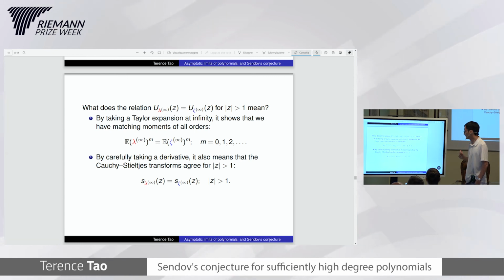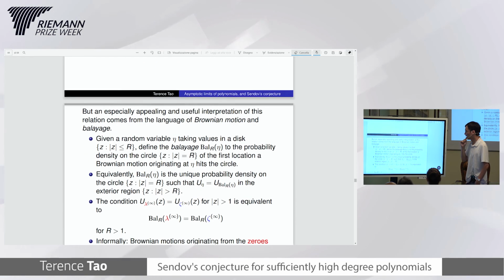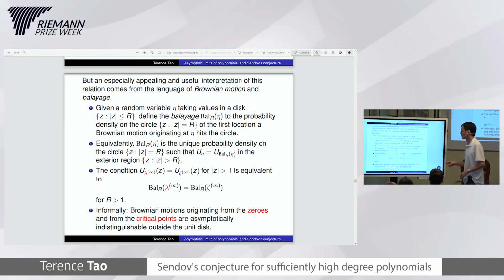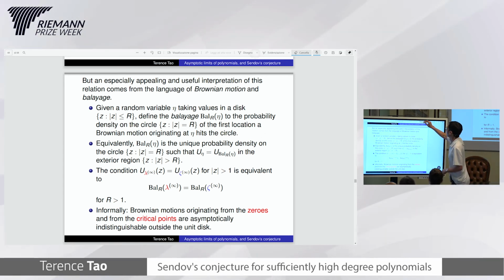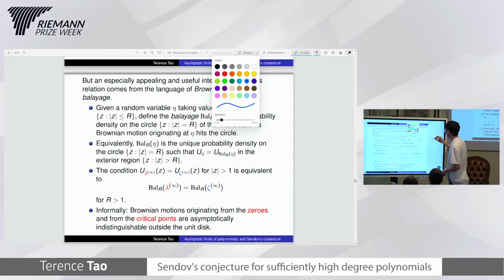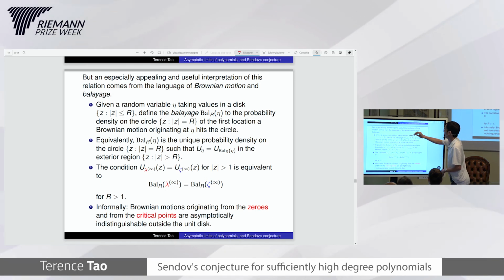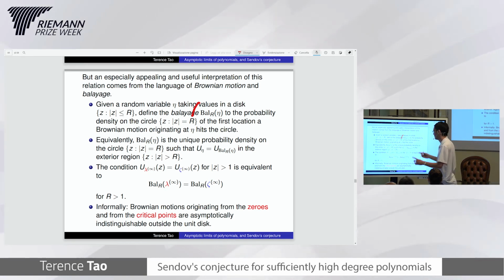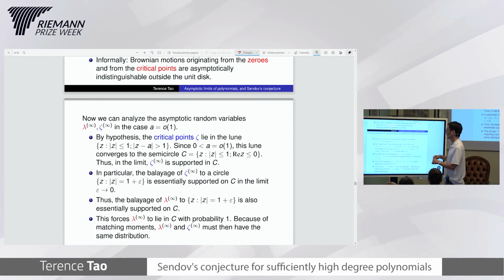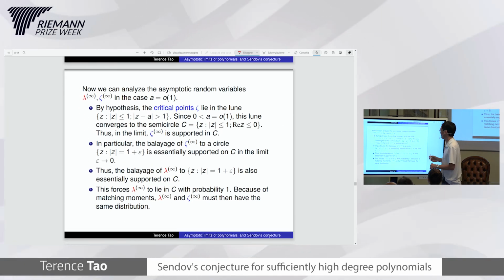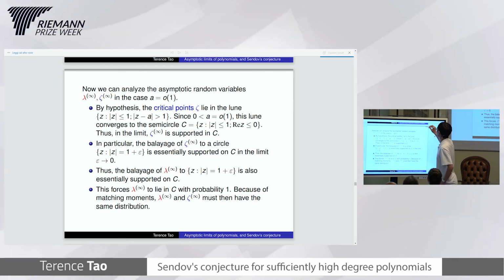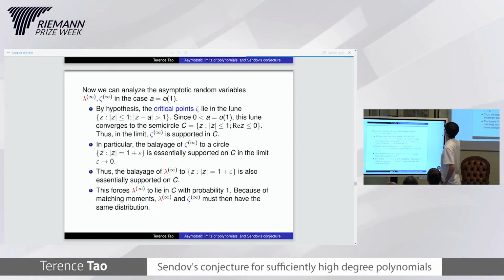Okay, but there's a very nice interpretation using Brownian motion. I think that's the next slide. This relation actually has a very nice probabilistic interpretation. Okay, so you have these two measures. You have one measure for the zeros. I don't have enough room. Maybe the next slide, please. Still no room. Okay, let's see what I can do. Where's my pen? Okay.